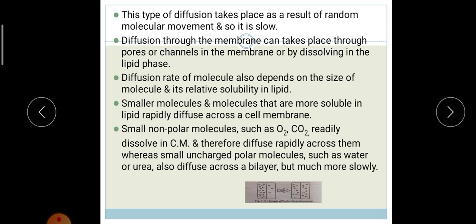Diffusion rate of the molecule also depends on the size of the molecule and its relative solubility in lipid. Diffusion also depends upon the second part, that is molecule size. If a bigger molecule is there in size, the rate of diffusion will be slower. If a relatively small molecule is there, the rate of diffusion will be higher. Smaller molecules and molecules that are more soluble in lipid rapidly diffuse across a cell membrane.